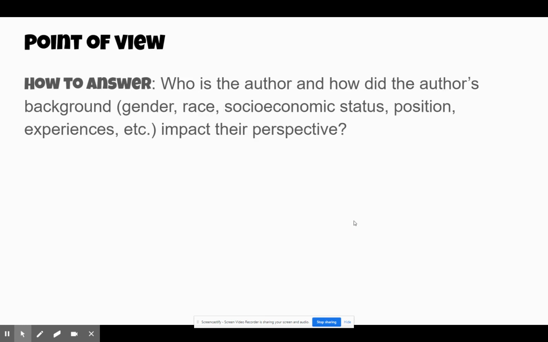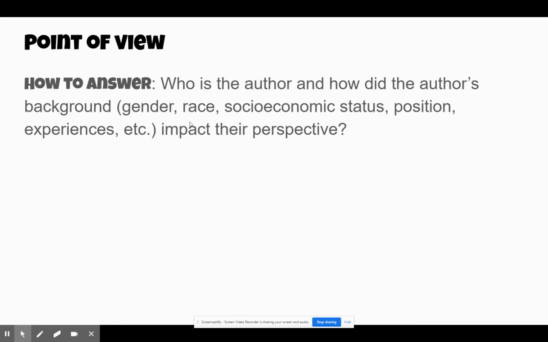Okay? And then point of view, probably one of the toughest. What you do here is, you want to know who the author is and how the author's background impacted their perspective. This might include gender, race, their experience, or a status of some sort. This is all going to be important to know.